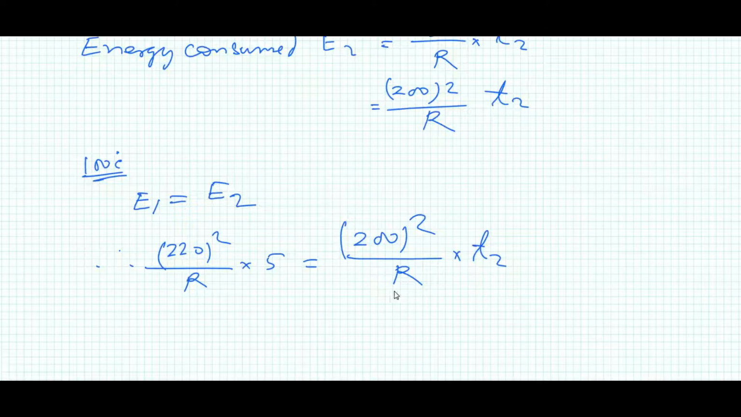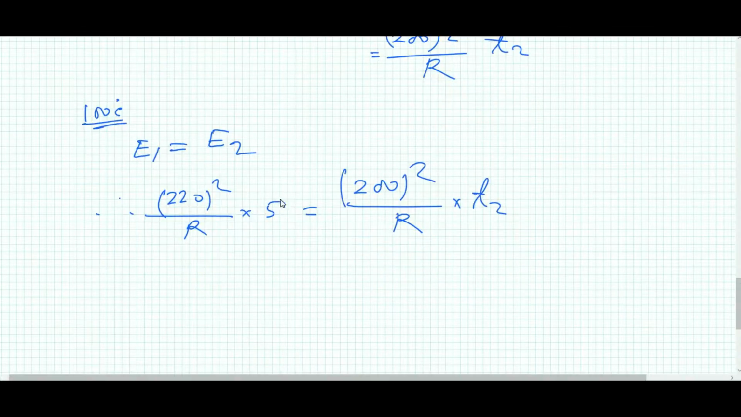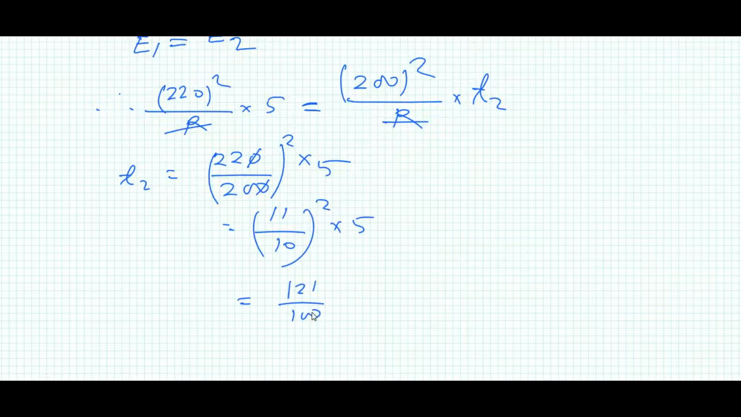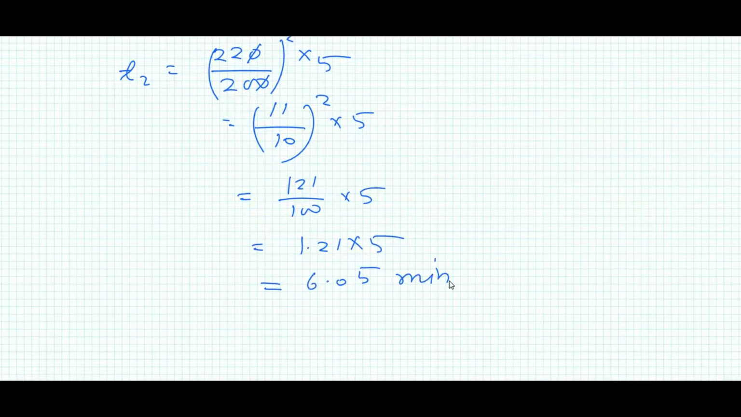Okay, I think it is clear now. I have not converted this time into second or hour because it will make no difference in this case, right? But you can. Therefore R gets cancelled and T2 equal to (220 by 200) square into 5. As I have not converted the time into second or hour, I have taken minute, therefore the result is in minute. Okay, so this is your answer.